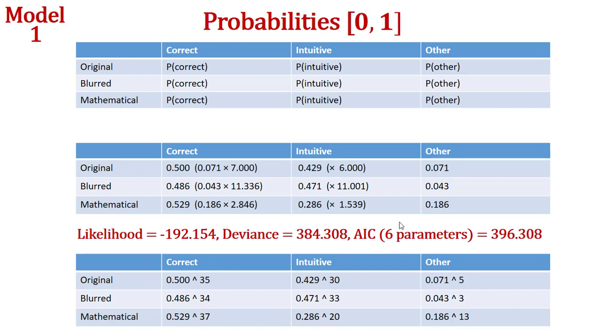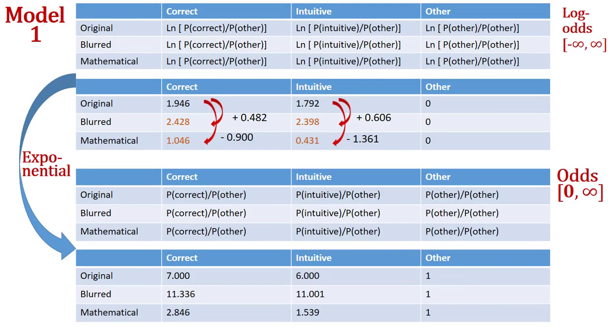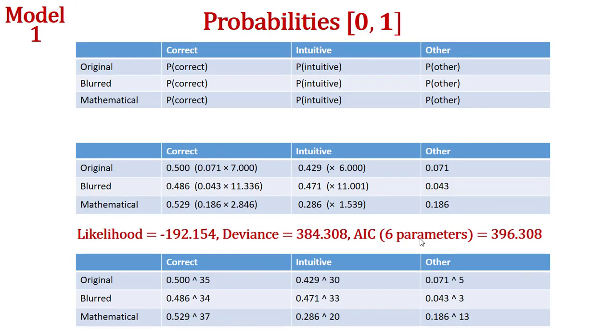And then for AIC, we have 6 parameters. I'm going to return to the previous slide, and you can see that we've got 1, 2, 3, 4, 5, 6. These ones are not estimated, they are fixed. So the deviance was 384, but we penalize and we get an AIC of 396.3. How does this compare with model 0?